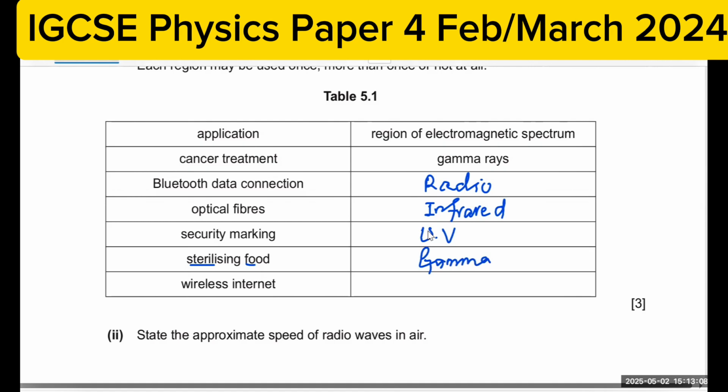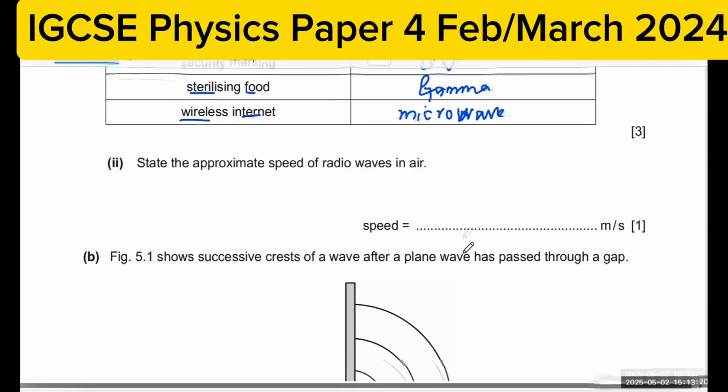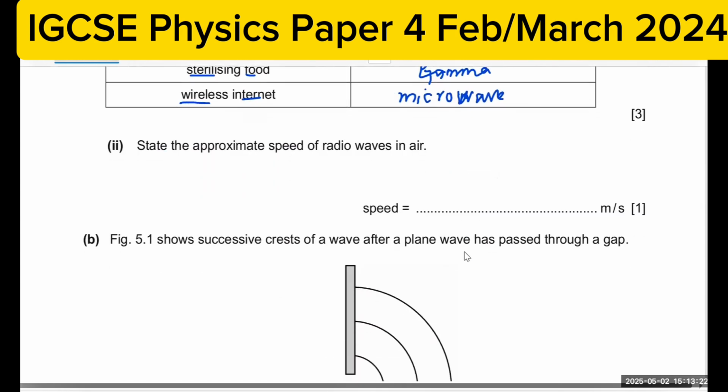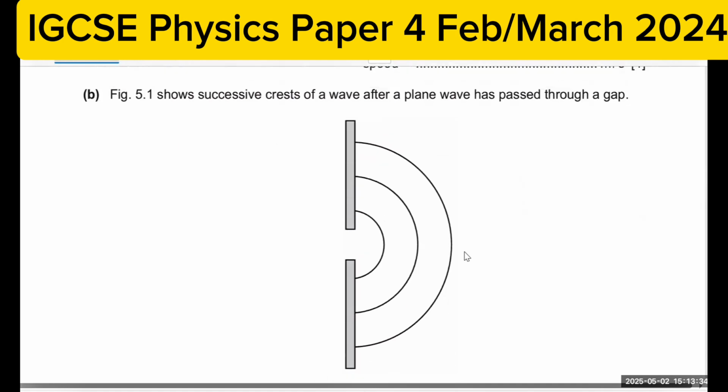And the last one, wireless internet, microwaves. The waves coming from the satellites, or we use the microwaves and wireless internet as well. So state the approximate speed of the radio waves in the air. Whether it is a radio wave, all electromagnetic waves have the same speed, that is 3 times 10 power 8 meters per second. The speed is constant.